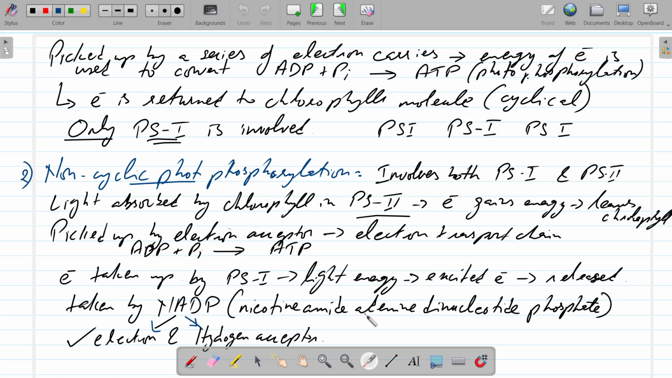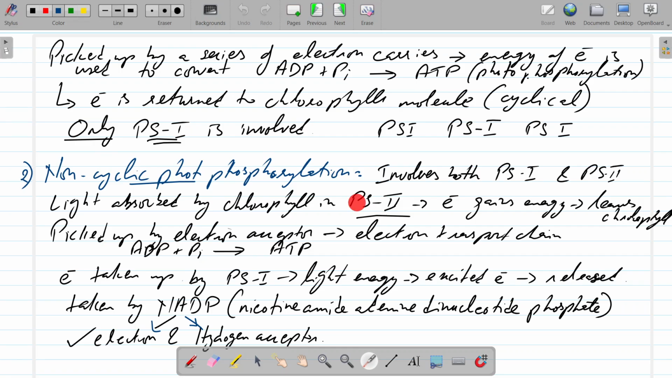Now, we have two things that are incomplete. NADP has taken up an electron, but still requires hydrogen because it is a hydrogen acceptor, so it's missing a hydrogen. And photosystem 2 is also missing the electron that it lost, so it needs to replenish it. Remember, this is not a cyclic process. The electron is not going to come back from photosystem 1 because it's taken up by NADP, and that's it.